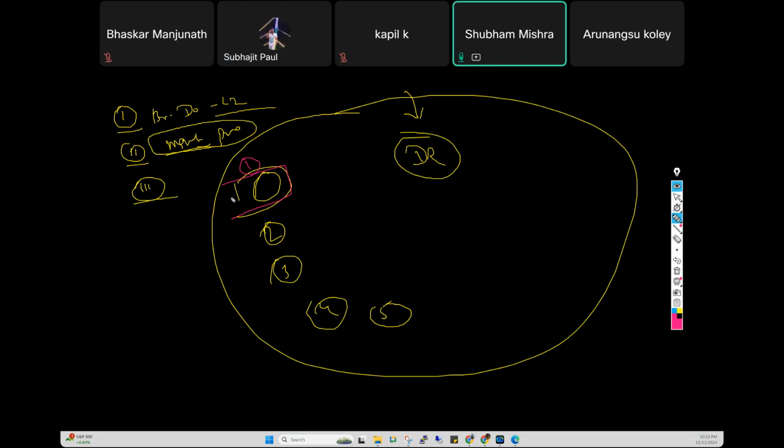You are not going to configure every VLAN on this switch. Getting my point, everyone? Same here, same here, same here, same here.